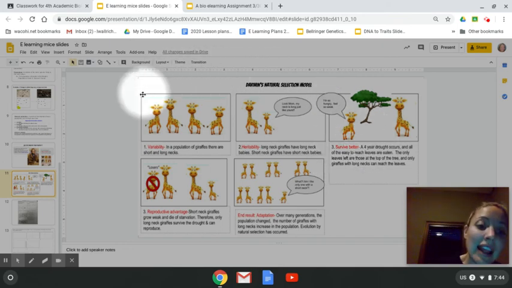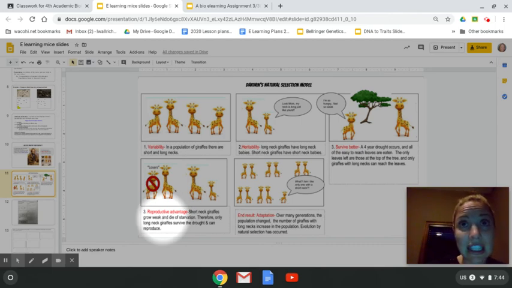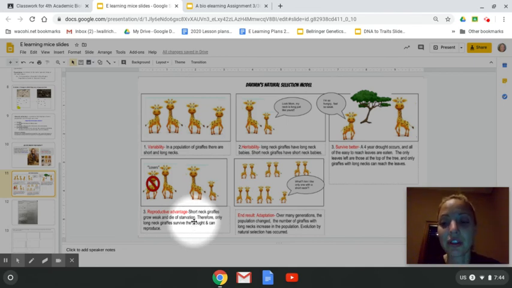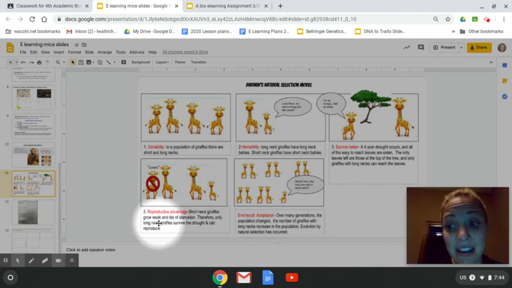Okay, that leads to a reproductive advantage. Short-necked giraffes grow weak and are more likely to die of starvation, or they're more likely to get eaten by lions because they don't have as much energy to run away. Therefore, only long-necked giraffes survive the drought and they then go on and reproduce. So the parts that students missed on this was they did not put that they reproduce. They might say the population thrives, but you have to have offspring, and then the offspring looks more like you.